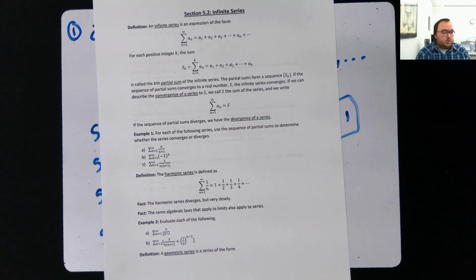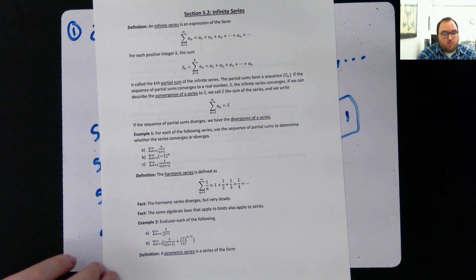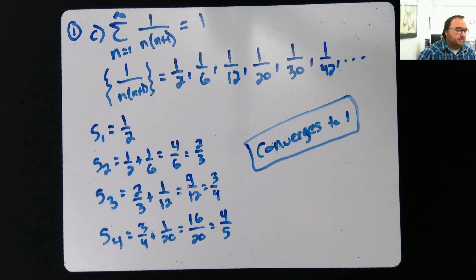All right, so example number 2, evaluate each of the following. The sum of 5 over 2 to the n minus 1.